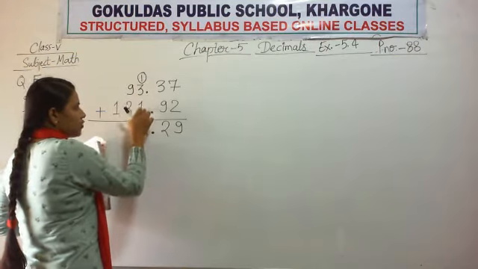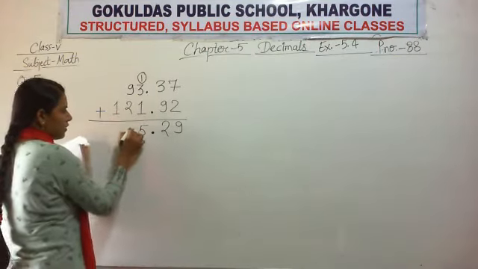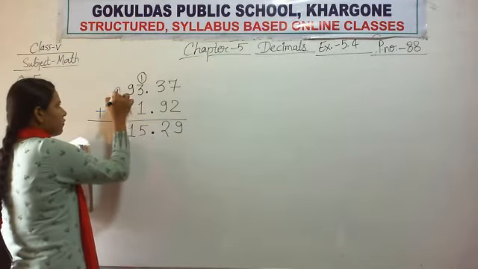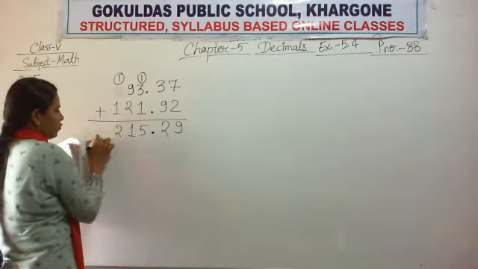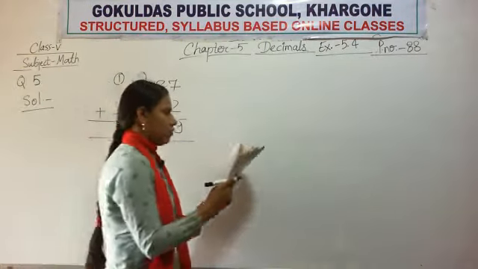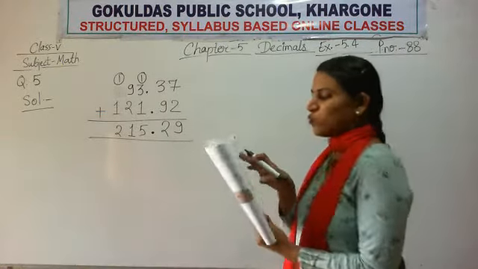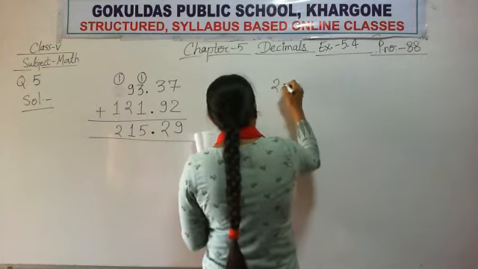1 plus 3 plus 1 is 5. 9 plus 2 is 11. So 1 here, 1 carry forward. 1 plus 1 is 2. Our result is 215.29. Okay, now we have two more numbers and we need to find their sum.